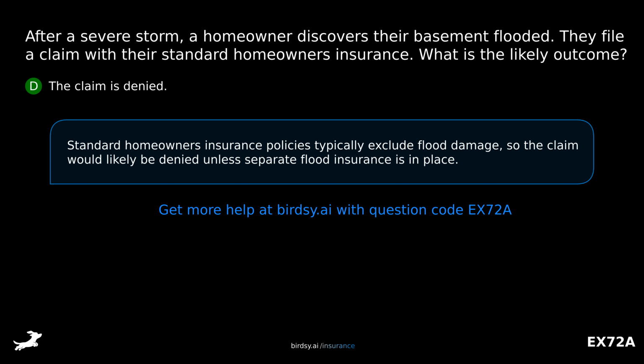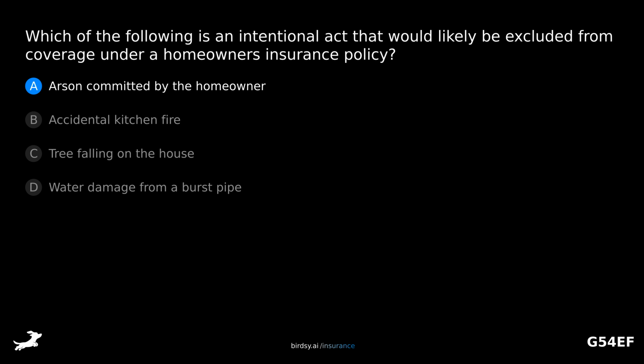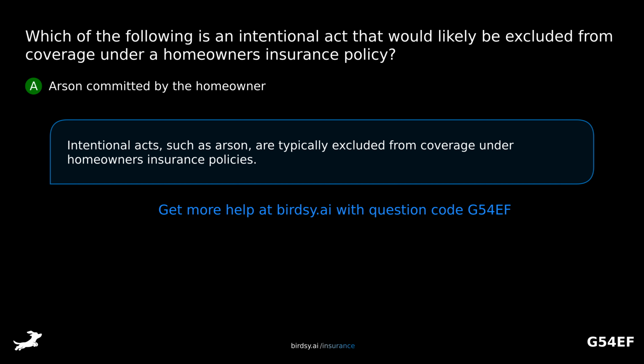Standard homeowners insurance policies typically exclude flood damage, so the claim would likely be denied unless separate flood insurance is in place. Which of the following is an intentional act that would likely be excluded from coverage under a homeowner's insurance policy? Is it A, arson committed by the homeowner, B, accidental kitchen fire, C, tree falling on the house, or D, water damage from a burst pipe? The answer is A, arson committed by the homeowner. Intentional acts, such as arson, are typically excluded from coverage under homeowners insurance policies.